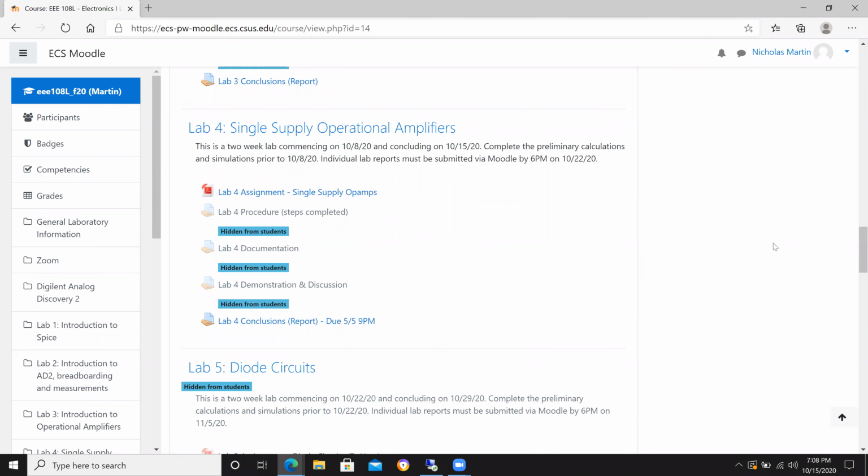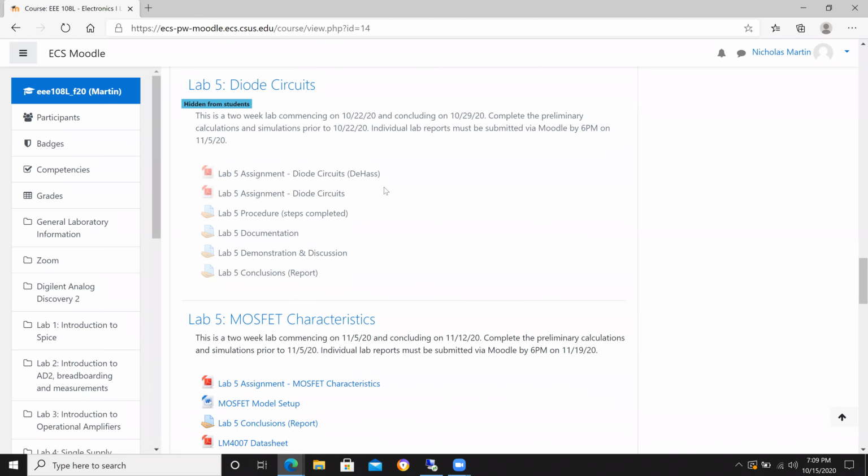So there's not going to be a Moodle session live for the next 2 weeks. I'm going to be out of pocket. So I'm going to pre-record a video for you for the single supply op amp lab to cover that.